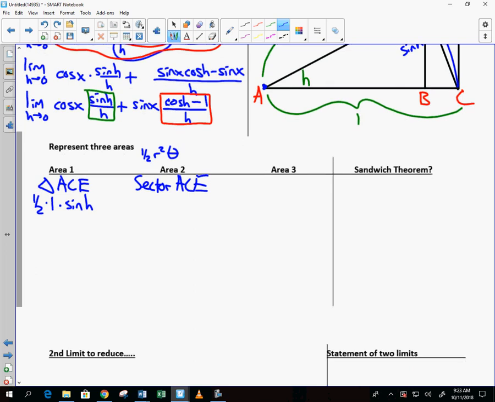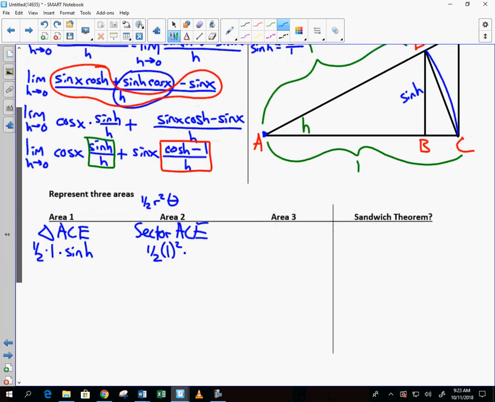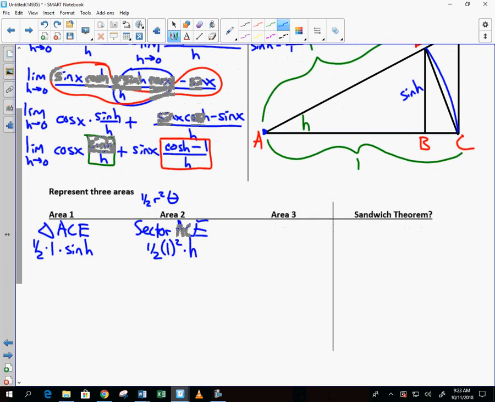Okay. So I'm going to have 1/2 times what is the radius of the sector? 1. Square that times what is theta? What is the angle measure? It is h. Good. Everybody with me there?